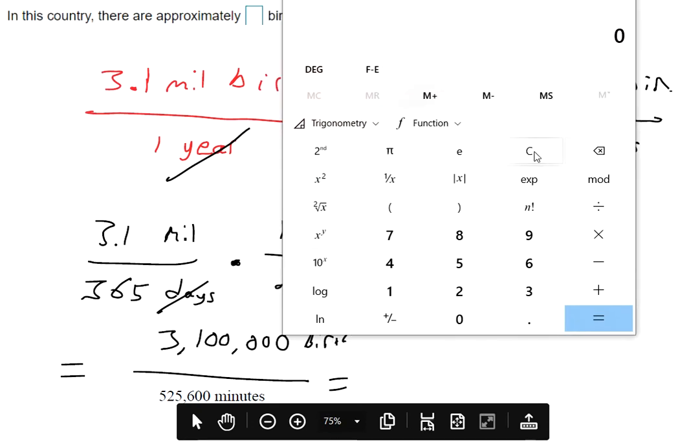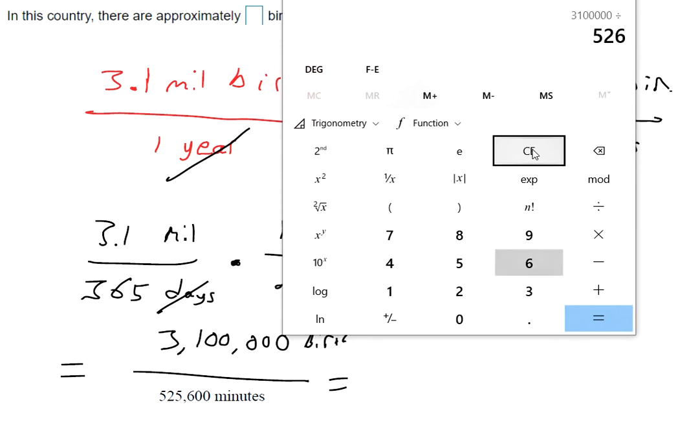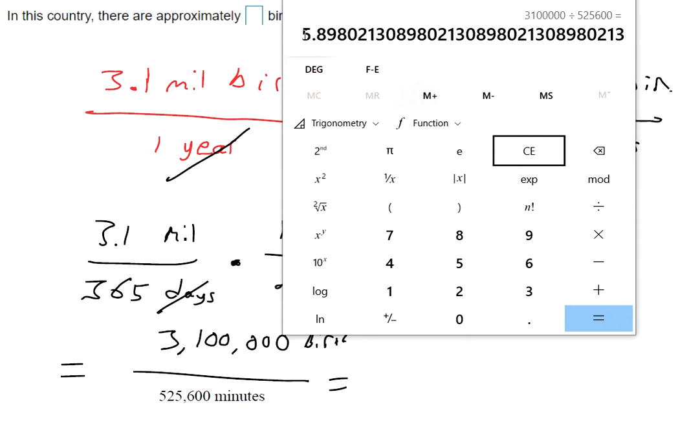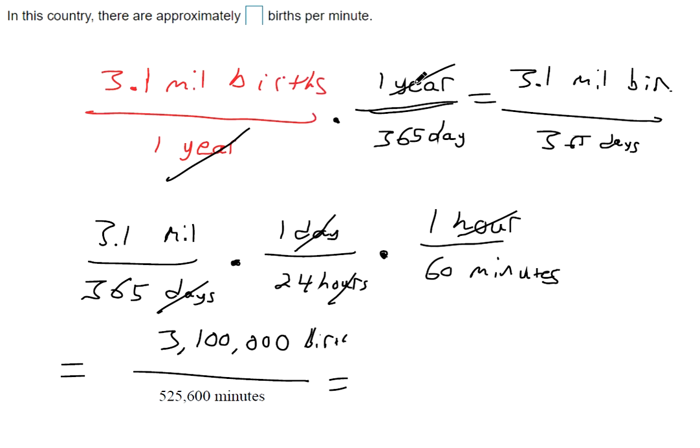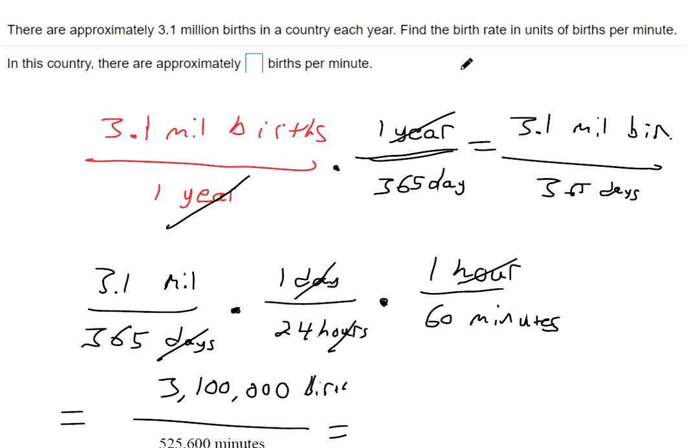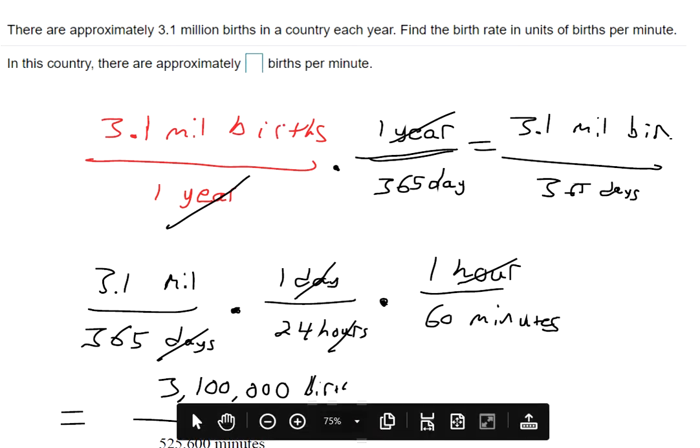So if you take those births, divide by the minutes, that makes 5.898 births per minute. And, oh, maybe I missed it. It depends on what they want for decimals.